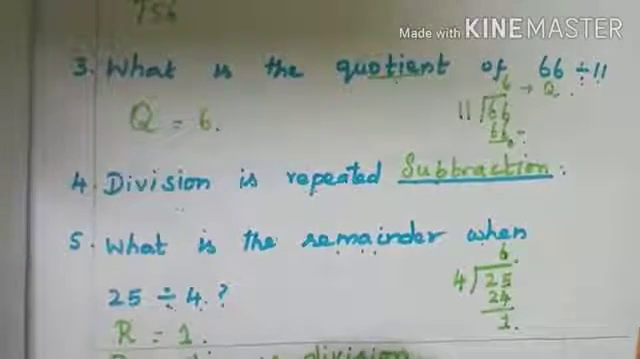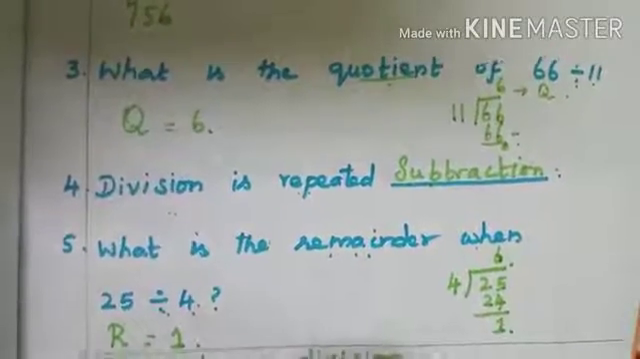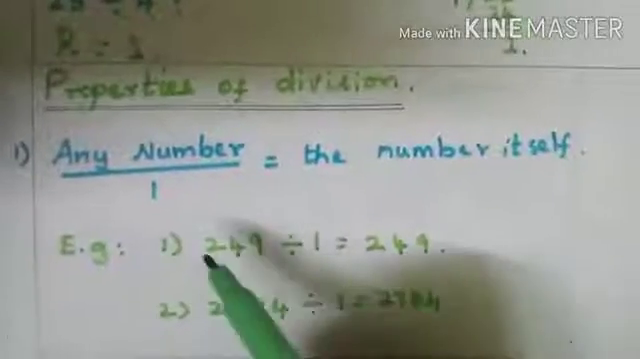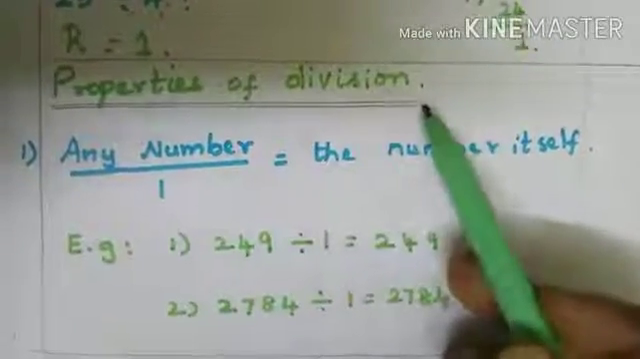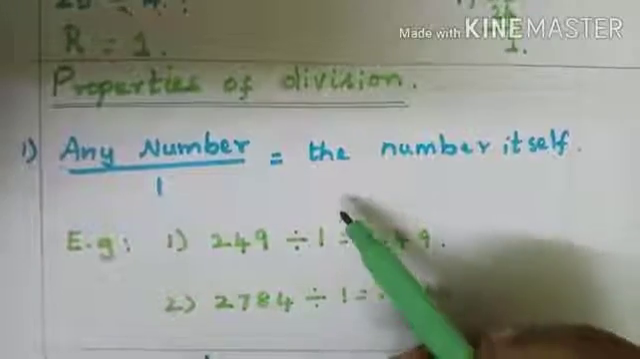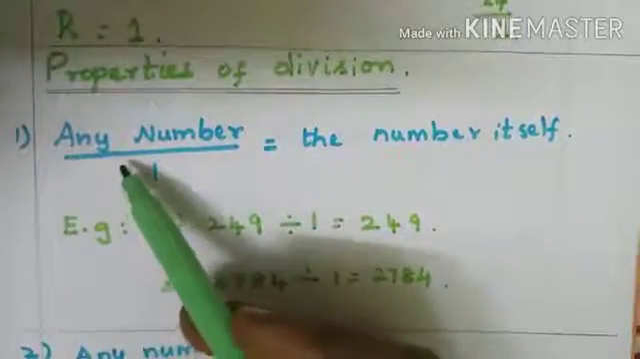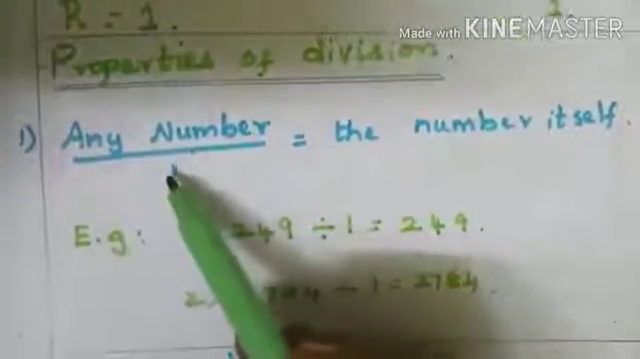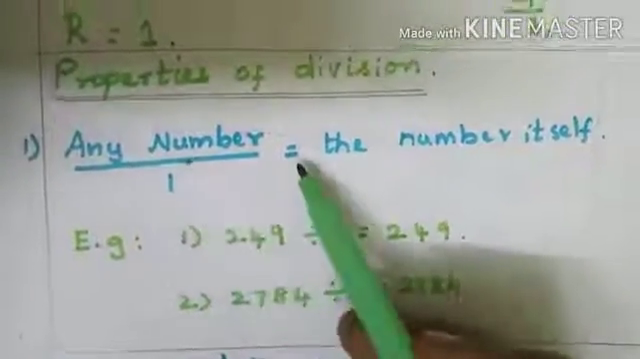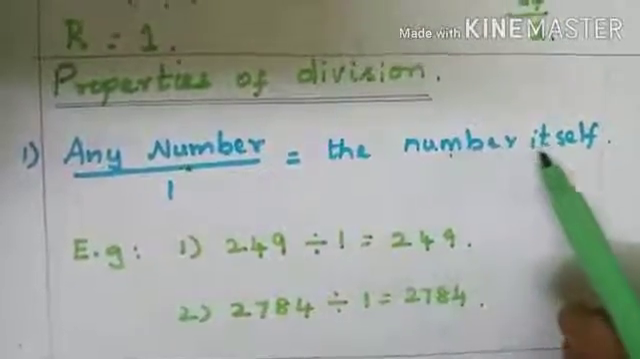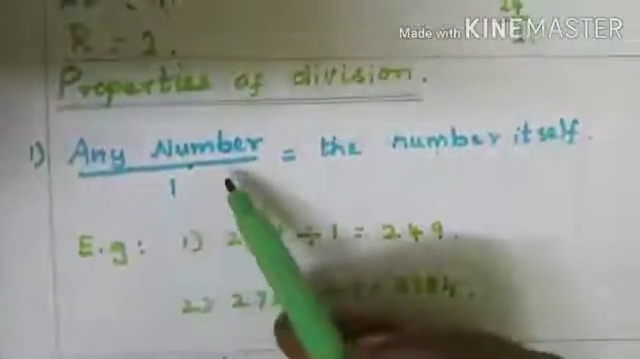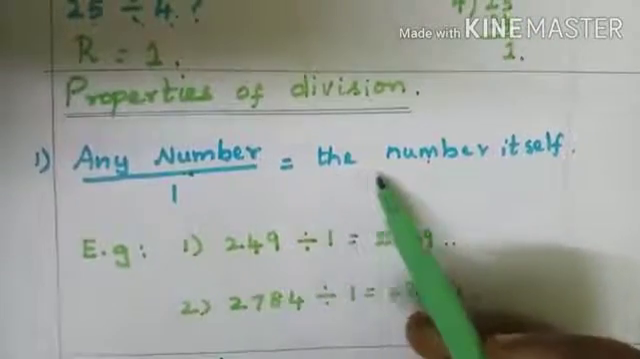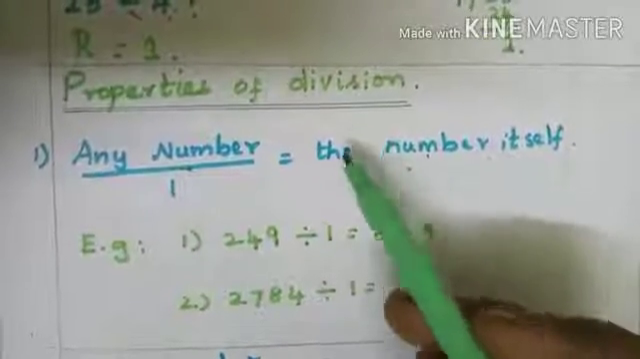Now we are going to see some of the properties of division. There are 4 properties. You see the first property, any number divided by 1, and this symbol stands for division, equals the number itself. Whenever a number is divided by 1, we will be getting the number itself. It is the first property.